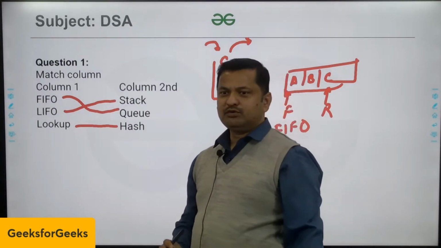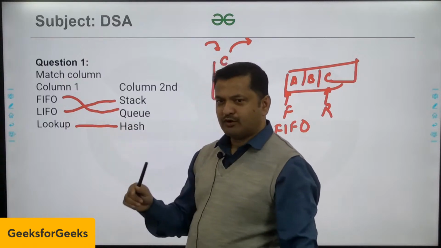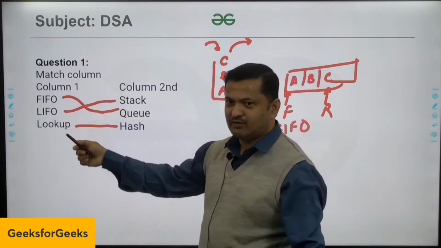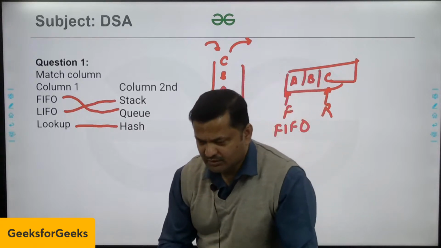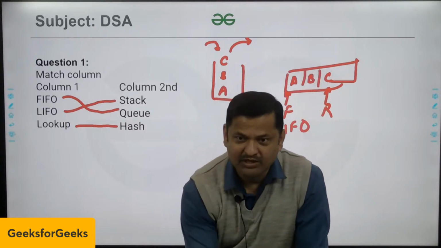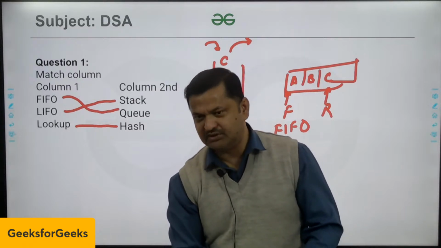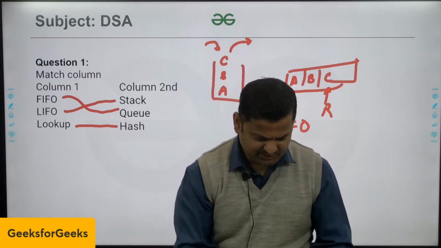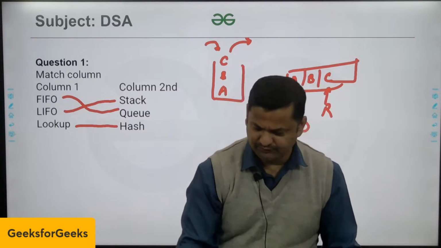So what you have to do is simply check the corresponding options. Any one of the four options must represent this particular feature. If you have any doubt or any question related to this, please ask. This is the simplest question of data structures that has been asked so far.